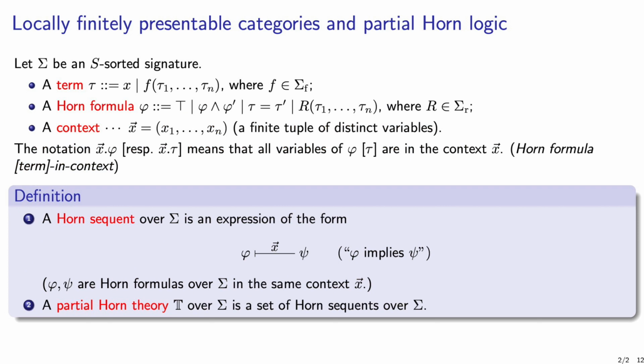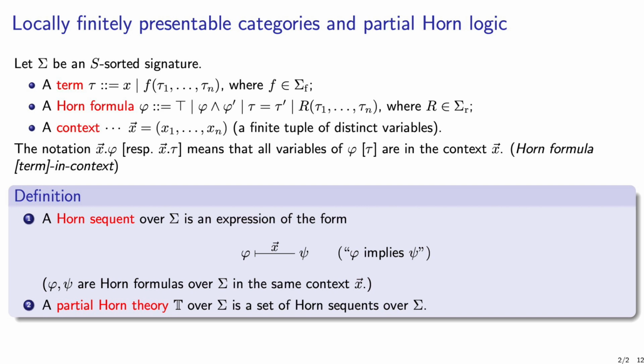And then, as in ordinary first-order logic, the notions of terms, formulas, and contexts are defined. Today we will only deal with Horn formulas, which are finite conjunctions of atomic formulas. The definition of partial Horn theory is very simple. A partial Horn theory is a set of Horn sequents.